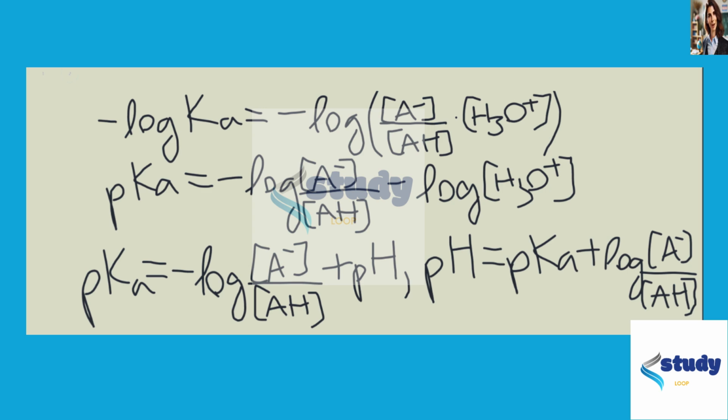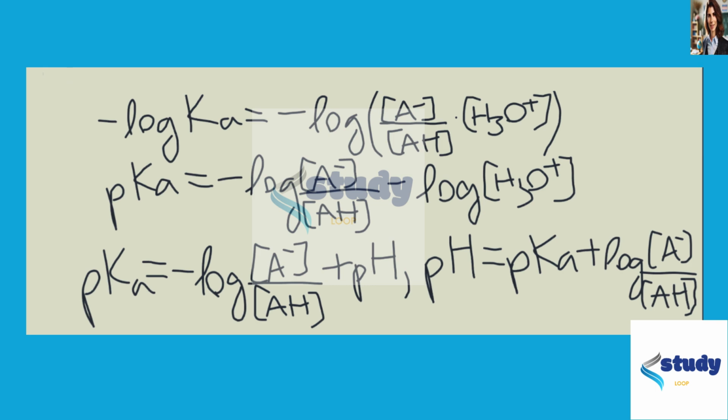And then we can break up this logarithm on the right-hand side into two terms. So the logarithm of a product is just the sum of logarithms. So we have minus log of A minus divided by AH, minus log of H3O plus. Negative log of H3O plus is just the pH of the solution. So pKa is equal to negative log of A minus divided by AH plus the pH.